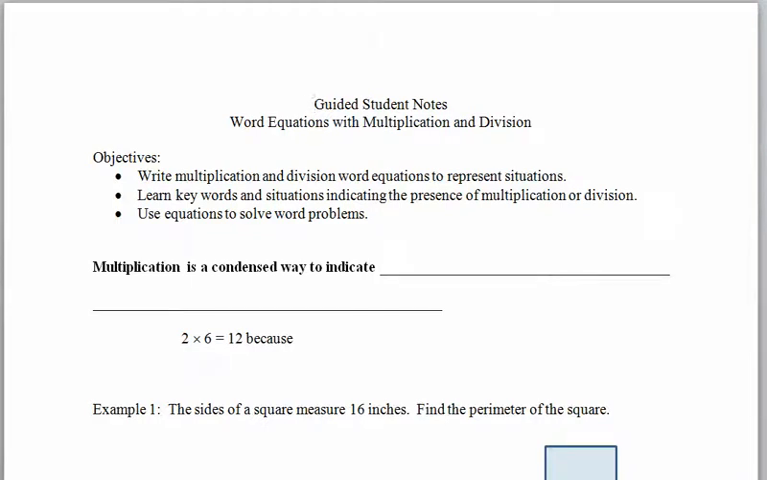Hi, welcome back. In this lesson, we're going to be working with word equations that involve multiplication and division. And this, of course, is only to be expected because we've been working with how to solve equations using multiplication and division properties anyway. So when we talk about multiplication, it is a condensed way to indicate repeated addition.